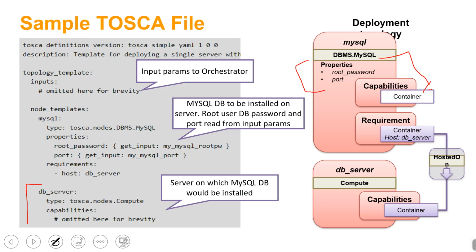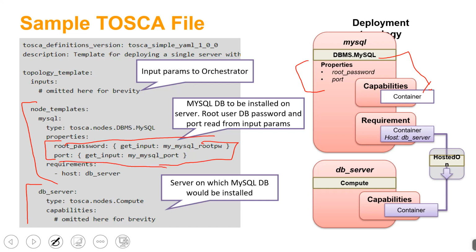Compute is a plugin which, internally, would spawn a virtual machine onto one of the compute hosts. And then this is the MySQL type, which uses a MySQL plugin, and there are some properties: username, password, and the port number for the database. And here you specify where this database is hosted. So this database is hosted on the DB server, which is defined here.